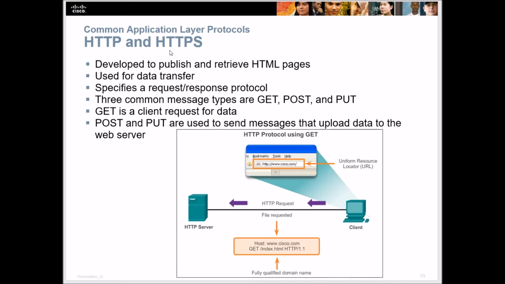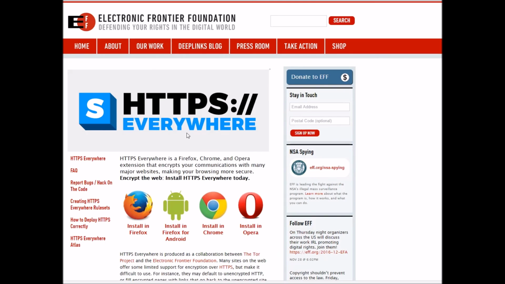HTTP and HTTPS. HTTPS is your encryption layer, which means your data is encrypted. I would highly recommend using an app or an extension, either for Firefox or Chrome, called HTTPS Everywhere. You can get that from the Electronic Frontier Foundation, and that's in either Firefox, Android, Chrome, or Opera.